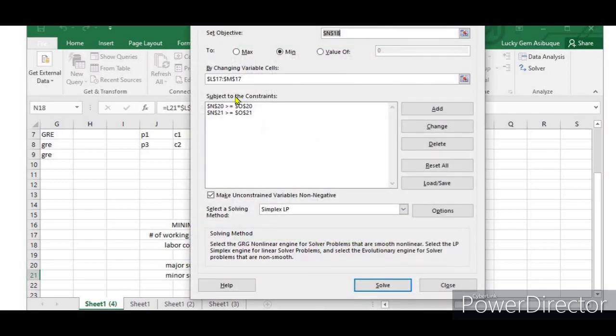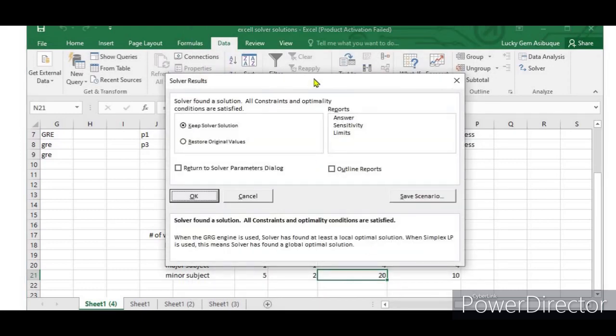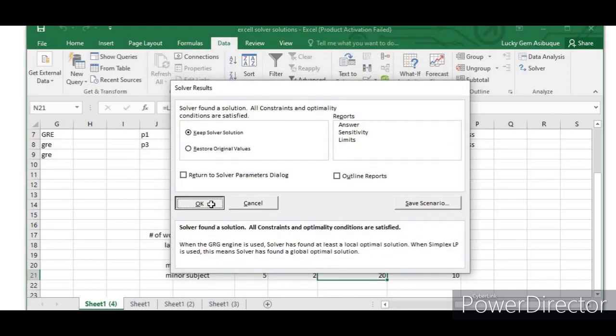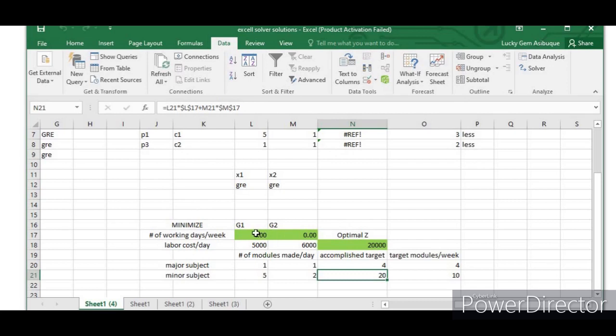So you notice they are added under the Subject to Constraints. Then again, make sure that the box Make Unconstrained Variables Non-Negative is checked, because we don't want negative results. Then you click Simplex LP because it is the one we are using. Then click Solve. So a window like this will pop up and just click OK. So there you have it. Your solution is 4 and 0 and your optimal value of 20,000.